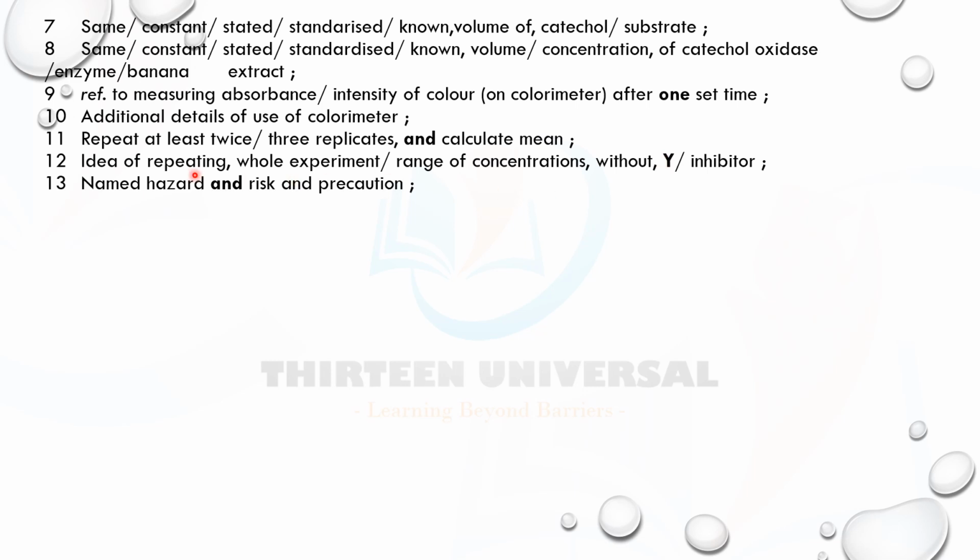So name a hazard and then a precaution. Example, the enzyme could be an irritant, all right, so you wear gloves, so it's a hazard. Okay, the temperature also, wear hand gloves. Okay, so that's 8 marks. You could produce a card. Now look at this.